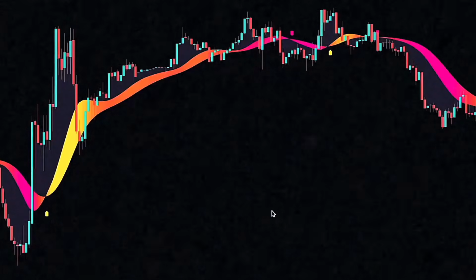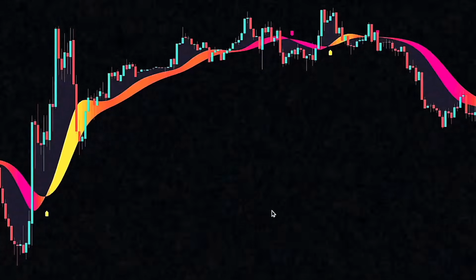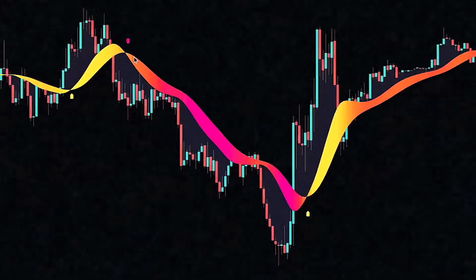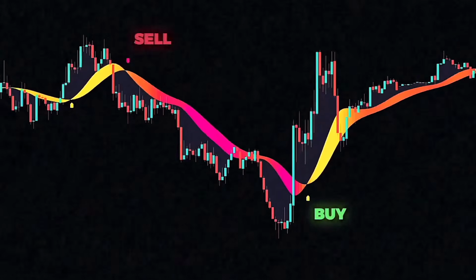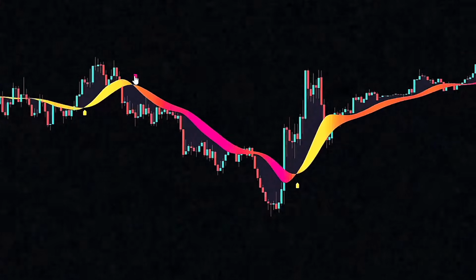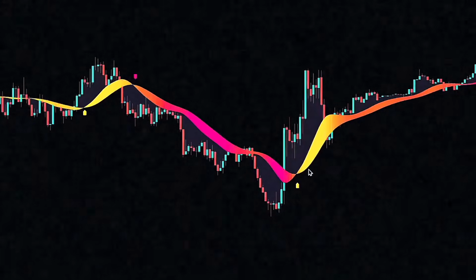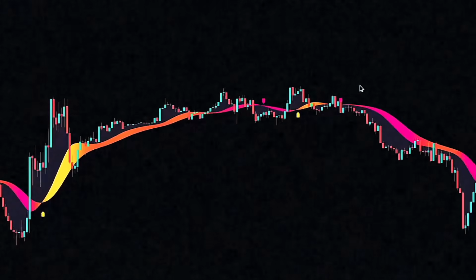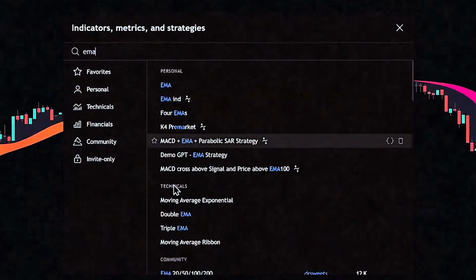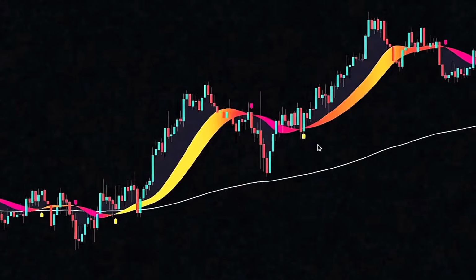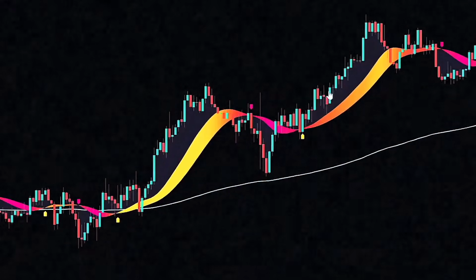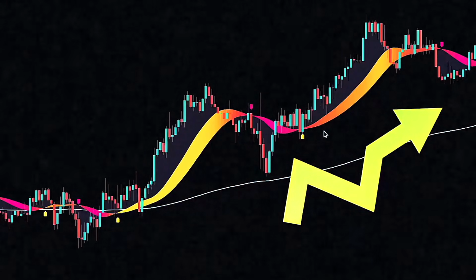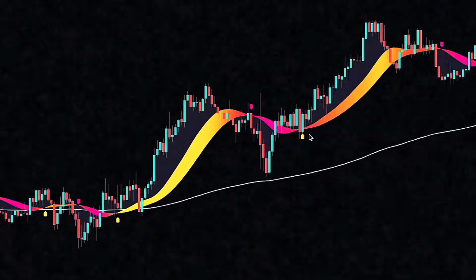One of the simplest methods for trading with the default settings is to treat these up and down arrows as buy and sell signals because they clearly indicate short-term trend shifts in the market. To filter these signals and avoid taking every single one, you could add something like a 200 EMA to your chart. If the price is trading above the 200 EMA, that suggests a bullish environment. So you can focus on the yellow arrows for potential buy entries.